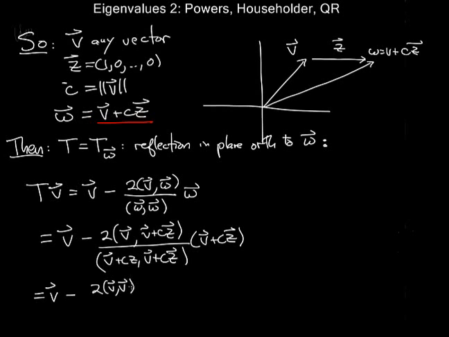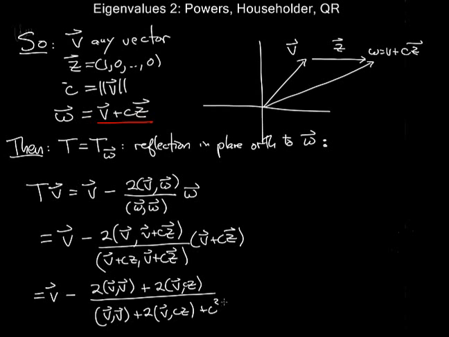Well, you get vv, and you also get a term of 2cvz. Sorry, I dropped the c. And then the denominator, you get vv plus 2cvz, and plus another term, which is, let's see, c squared times zz. Well, zz is 1, so I can get rid of that. And let's see, so that's 1.